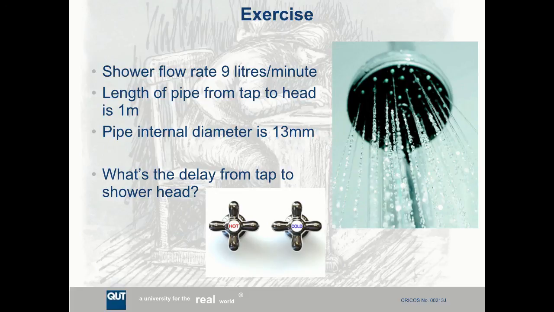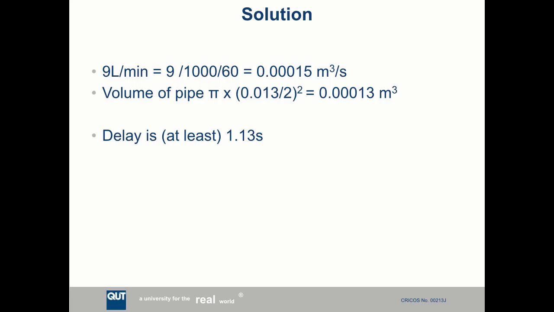That's good. So here's how I did it. So 9 litres a minute is 0.0015 cubic metres per second of water coming out of the shower. And the volume of the pipe between the tap and the shower head is 0.00013 cubic metres. So just looking at the units of this thing, I would want to divide the cubic metres. So it should be 0.00013 cubic metres over 0.00015 cubic metres per second. Yeah? So cubic metres will cancel out and the seconds goes to the top.